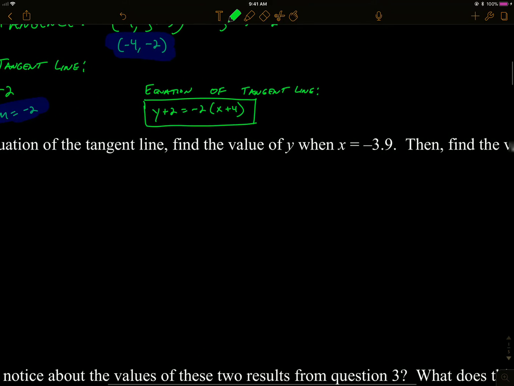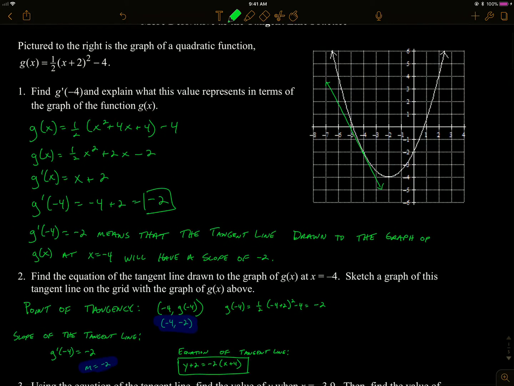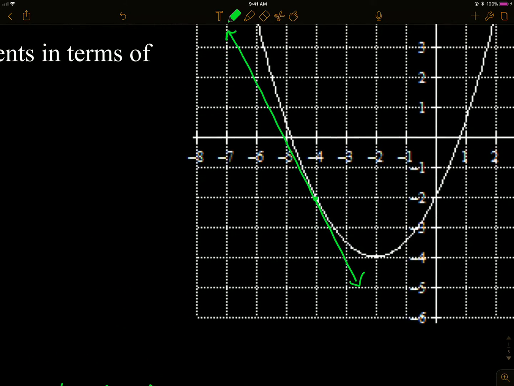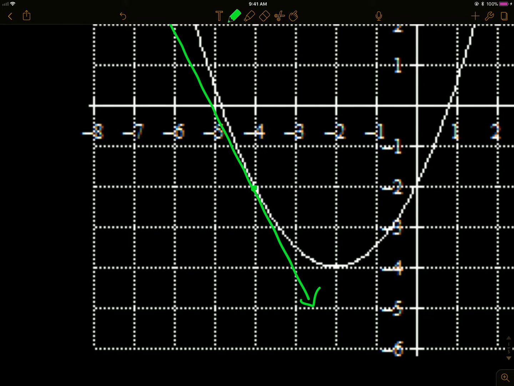Using the equation of the tangent line, find the value of y when x equals -3.9. Then find the value of g. Okay, so we're basically doing an approximation here. So at what value? At -3.9. So if we're approximating, if I zoom in as far as I can, we're going to actually find the point -3.9 something on the tangent line as an approximation for -3.9 on the curve.